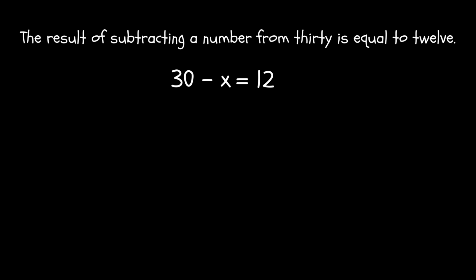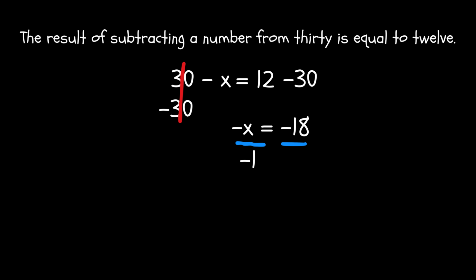Now, let's subtract 30 on both sides. We will have our new equation, negative x equals negative 18. Now, in front of the variable, we know there is a number, which is 1. It's not visible, but it's there. Now, let's divide by the number in front of x, which is negative 1, on both sides.